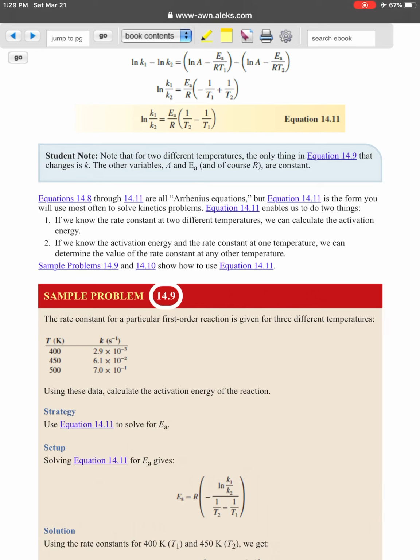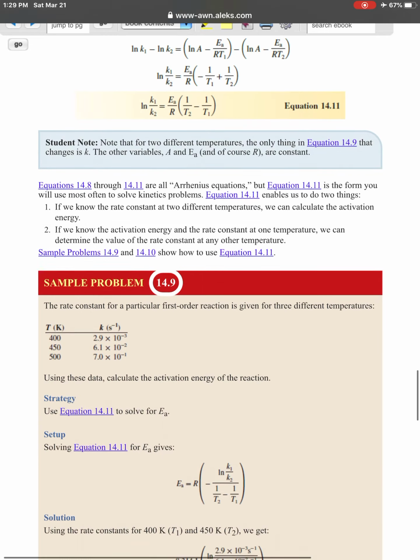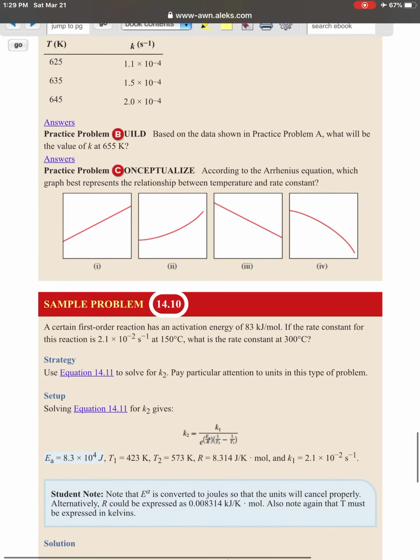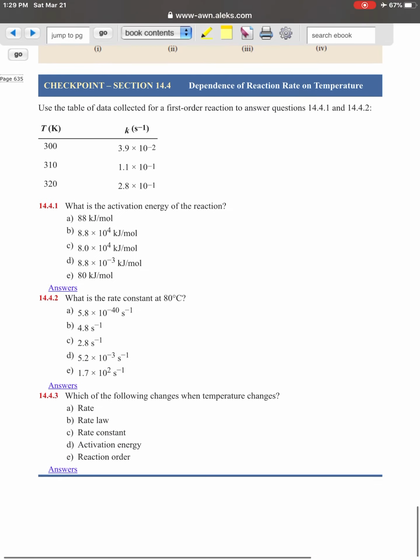Now, I will point out that that statement is a claim. Equation 14.11 is the form you will use most often to solve kinetics problems. That may be true in this textbook, but in reality, people are more likely to use the earlier form and do a graphical analysis. So I'm not sure why the author is promoting this 14.11 over 14.9, but that's her choice. So there's sample problem 14.9, 14.10, and then some checkpoints, and that ends this section.